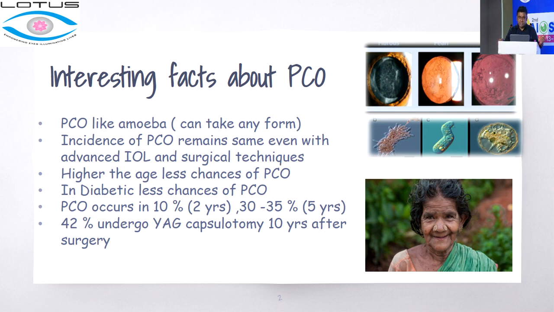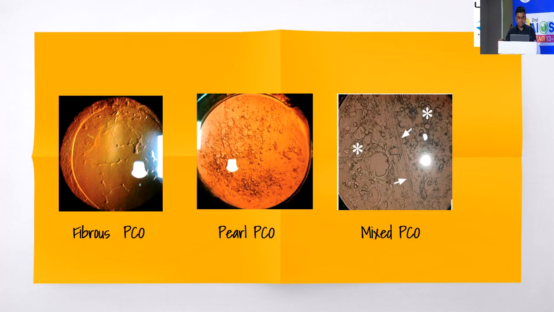The higher the age, the lesser the incidence of PCO, and in diabetics, because of collagen activity, the incidence of PCO is less. The incidence varies from center to center, and almost 42% of patients undergo a capsulotomy 10 years after cataract surgery. As I said, it takes various forms. It's just a membranous thing behind the IOL.